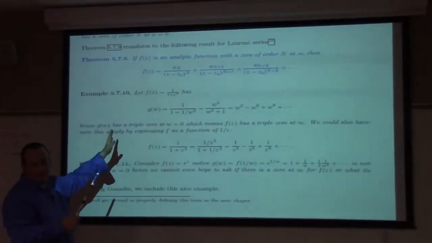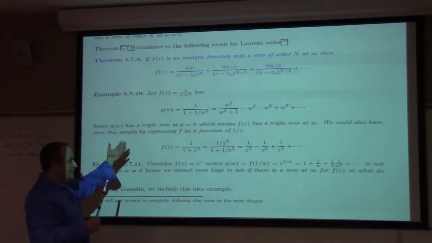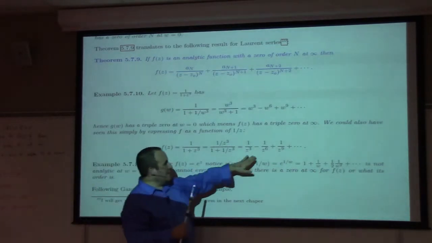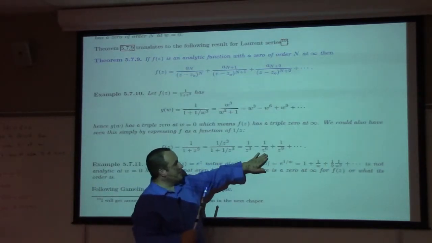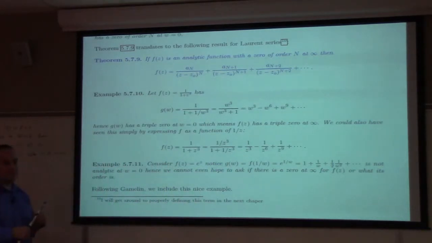If the function has a Laurent series expansion like that, then if I have this, I can immediately read off from this that we have a zero of order 3 at infinity. Okay? That's immediately evident from that expression. That's all I was trying to say.